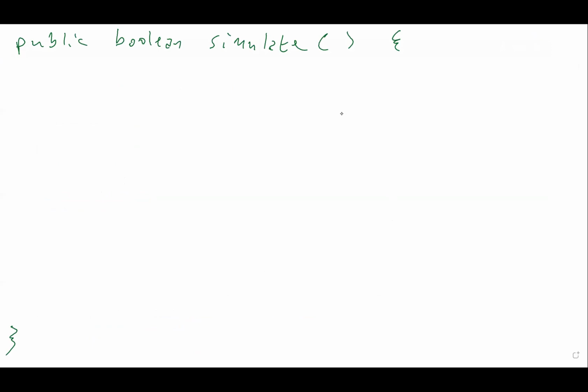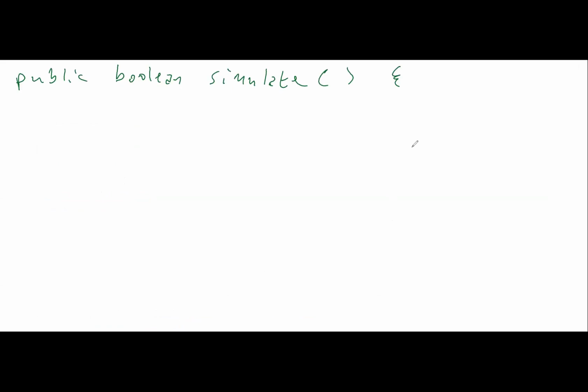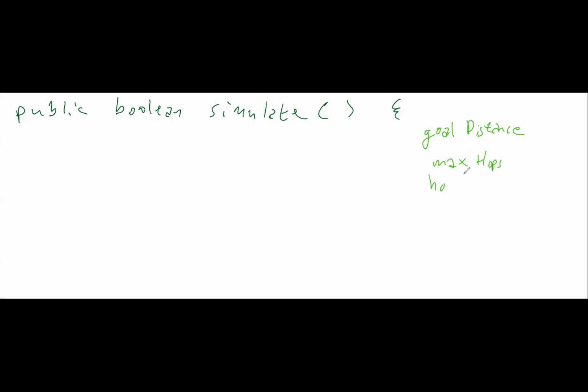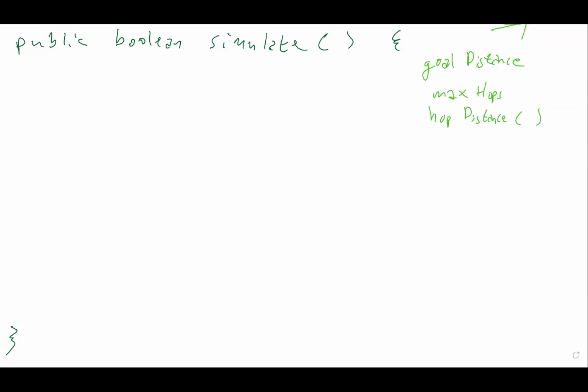I'll write those over on the right side. We have our goal distance. We have our max hops. And we have our hop distance. Okay, so those are our three things that we have to work with.